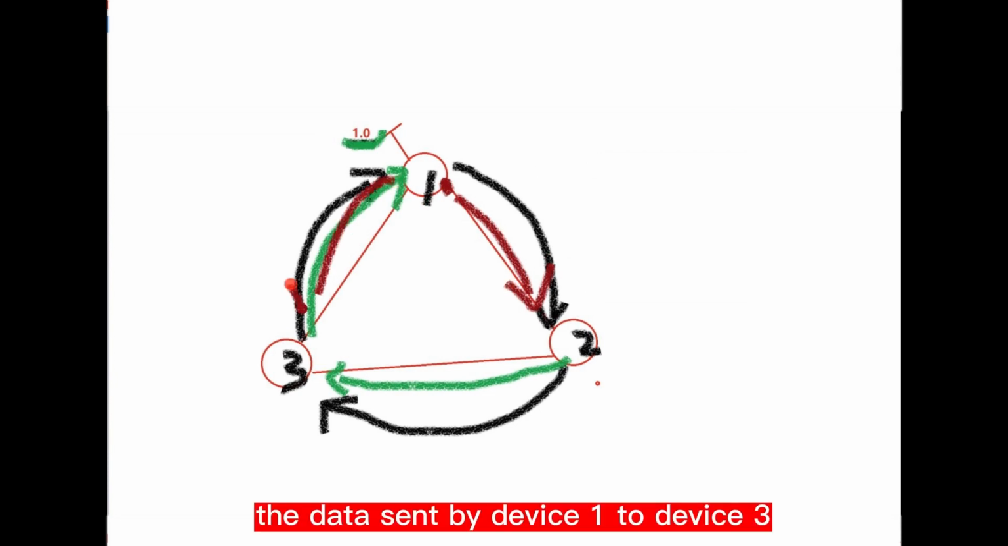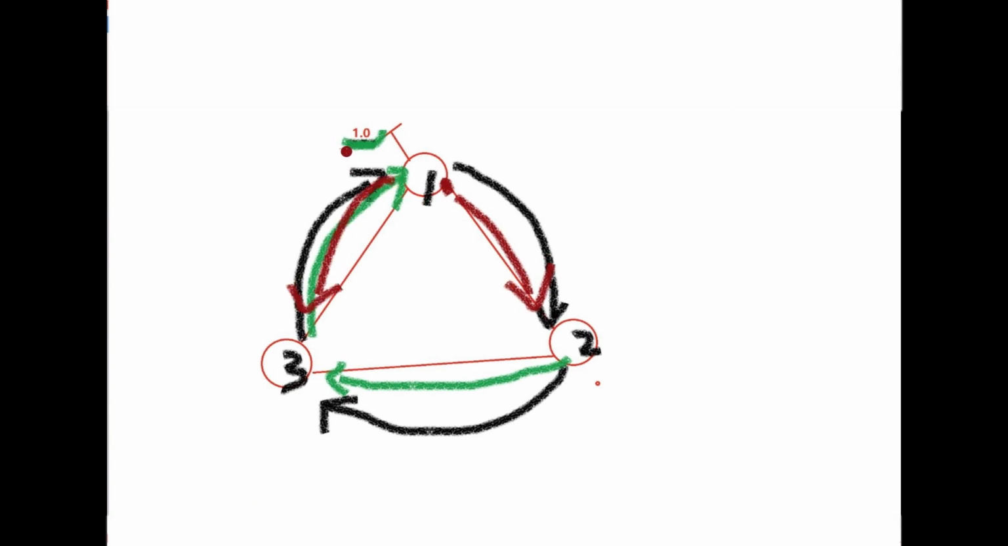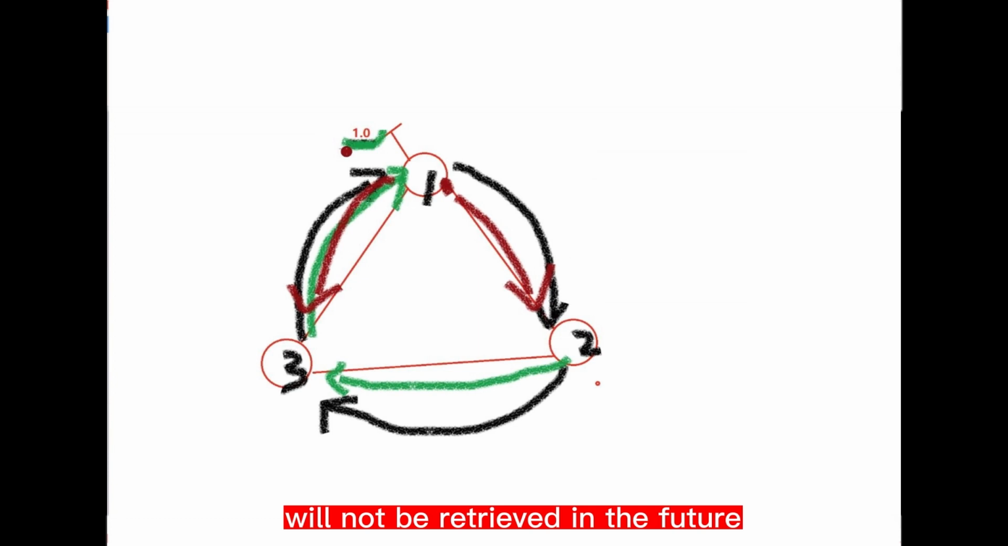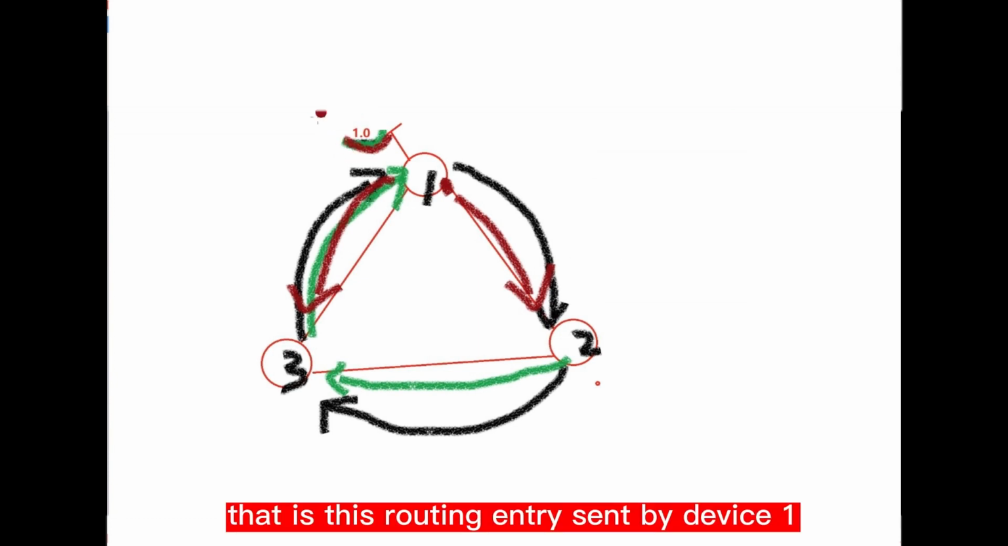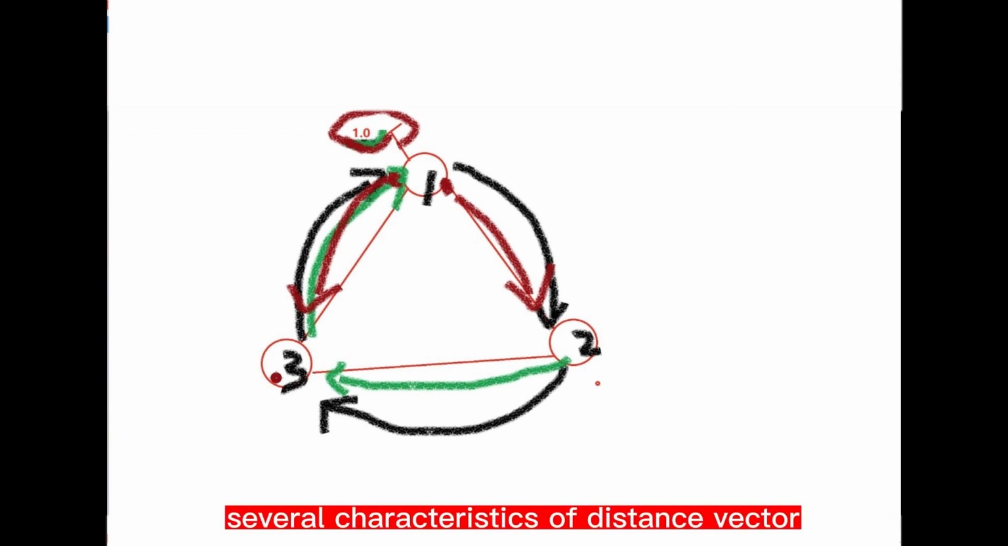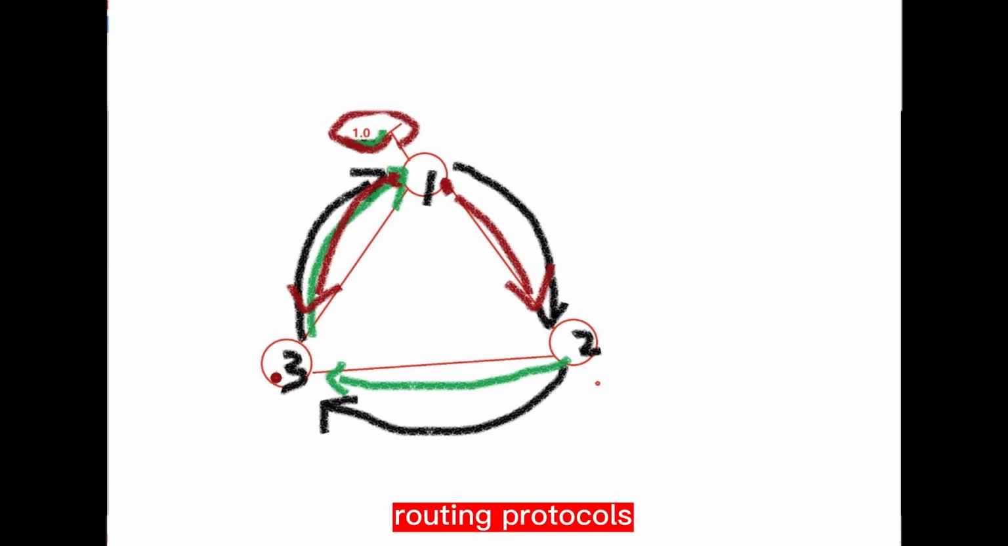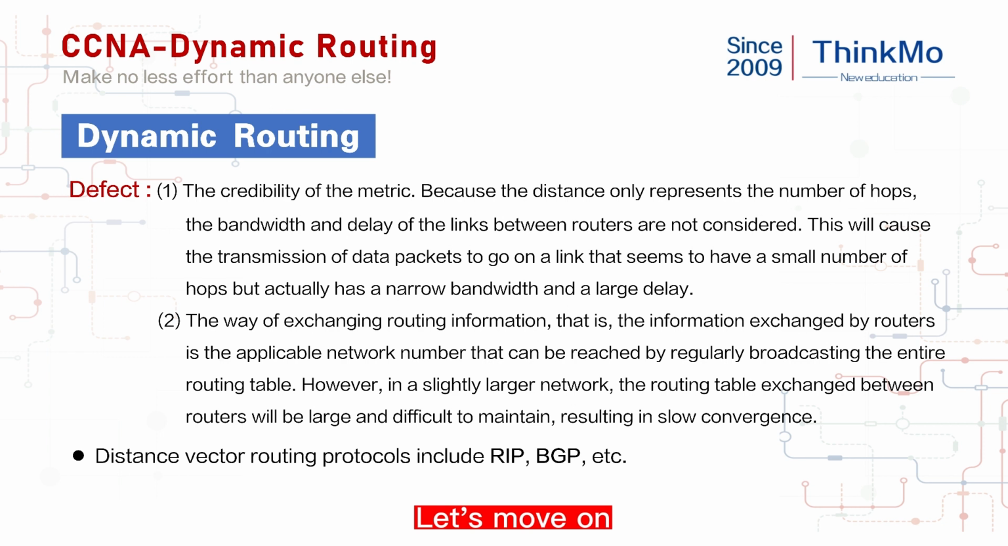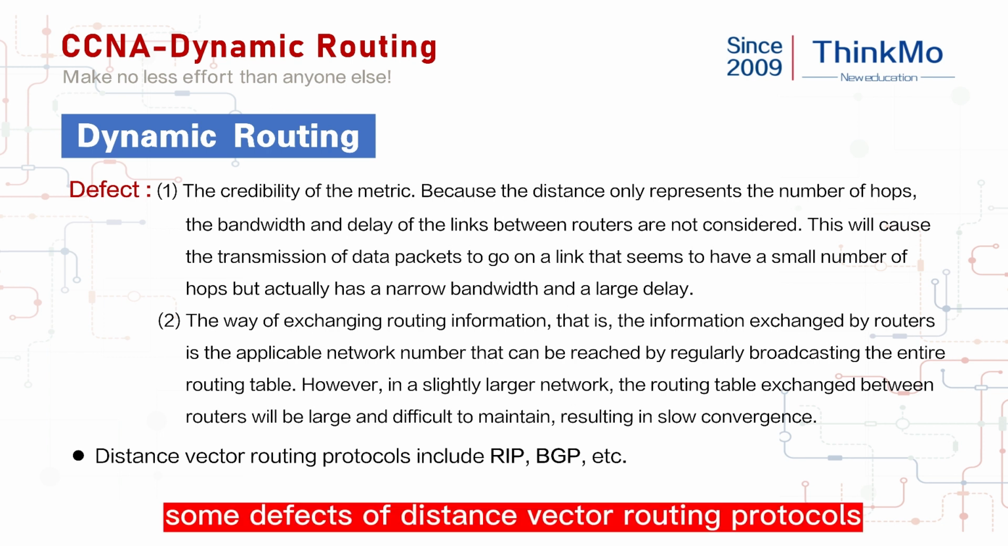The data sent by device 1 to device 3 will not be retrieved in the future. That is, this routing entry sent by device 1 will no longer be received, so that solves its problem. This is called split horizon. What we said above are several characteristics of distance vector routing protocols. Let's move on to some defects of distance vector routing protocols.